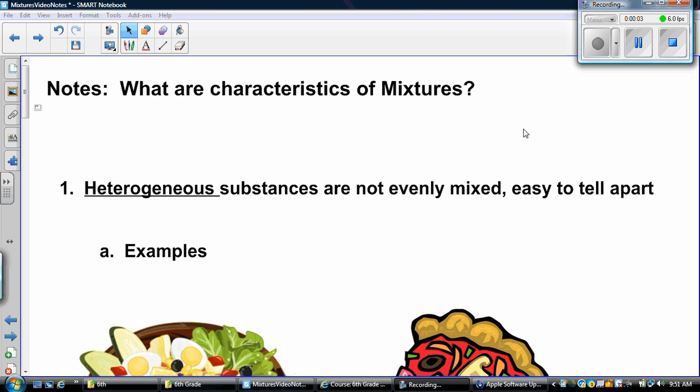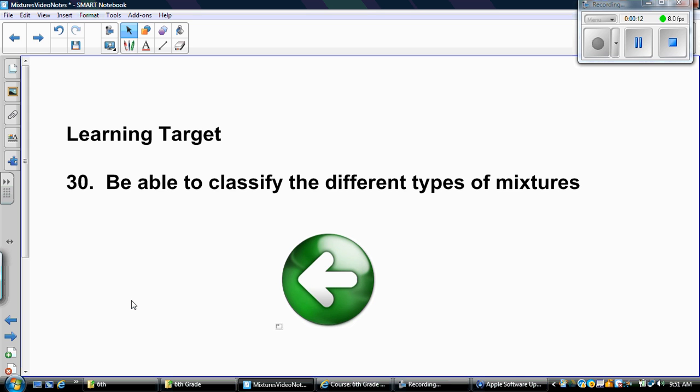Okay, today our essential questions are, what are some specific characteristics of mixtures? So how do we tell mixtures apart? So this is Learning Target 30. After the notes and practice, you should be able to classify the different types of mixtures.